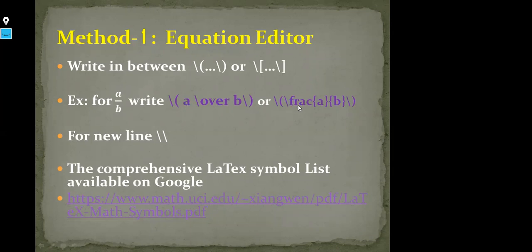Or there is an alternative way, that is backslash frac of a and b. These curly brackets will not show up; it comes out only as a upon b. One more thing in LaTeX, or in the equation editor: whenever we have to write an equation on the next line, we have to put two backslashes. Two backslashes give us a new line. On the new line, we can type it.